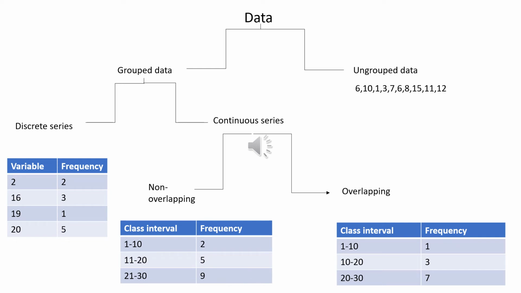interval. While in overlapping method, the values of variable are grouped in such a fashion that the upper limit of one class interval is the lower limit of the succeeding class interval. As we have shown in the table, the first class interval is 1 to 10. The upper limit of 10 is the lower limit of the second class, 10 to 20. So it's overlapping class interval.